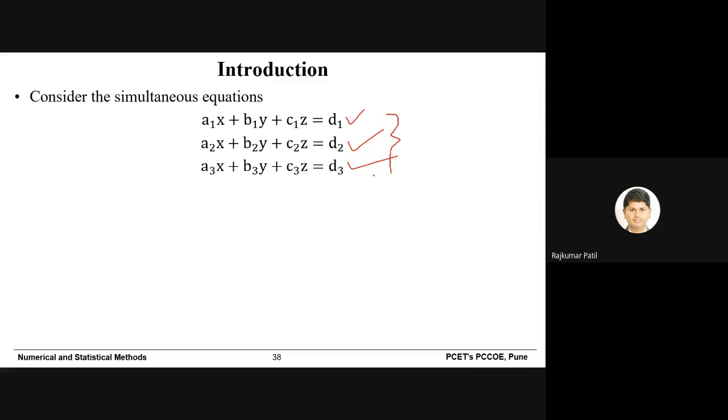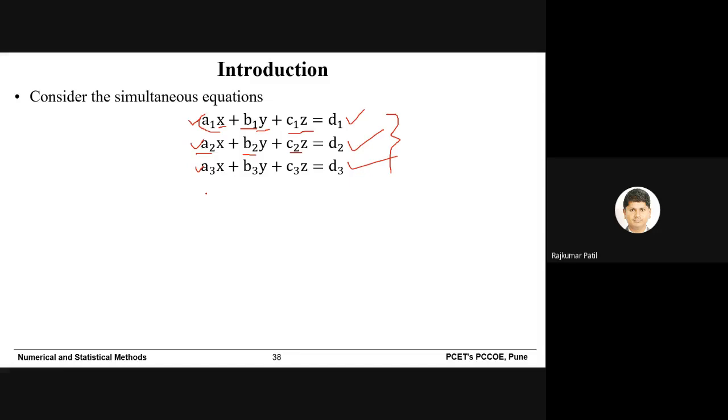When you look at these equations, you can say that x, y, and z, these are the three unknowns, and they will be there in all three equations. So three equations, three unknowns. So you can solve it and get the solution. And for x, y, and z, you can see the coefficients a1, b1, c1, similarly a2, b2, c2, and so on. So this is the typical format, or we can say a syntax for simultaneous equations.